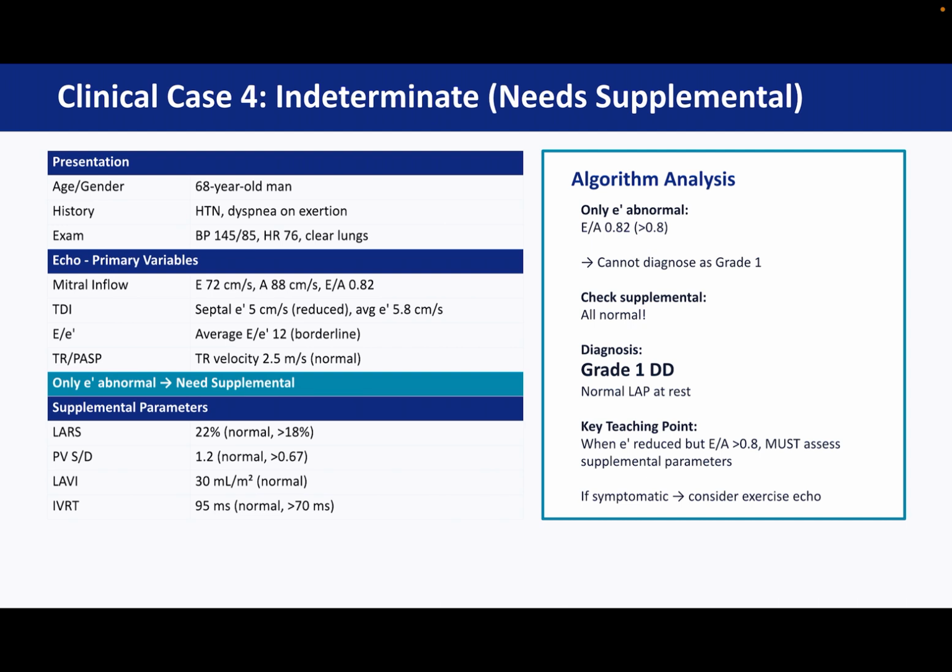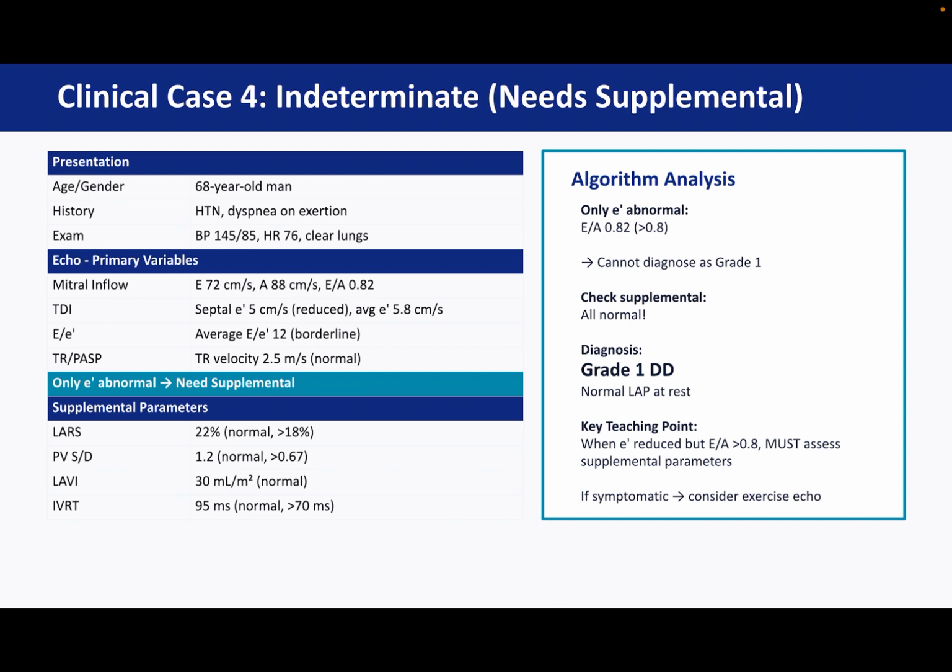E prime is reduced, septal E prime 5 centimeters per second is reduced, but the other three variables are within normal limits. E to E prime is 12, TR is 2.5, E to A is 0.28. So now the classic grade 1 pattern with only E prime abnormal and E to A ratio less than 0.8. We can now call grade 1 diastolic dysfunction, which requires an E to A ratio less than 0.8. We must go to supplemental parameters.